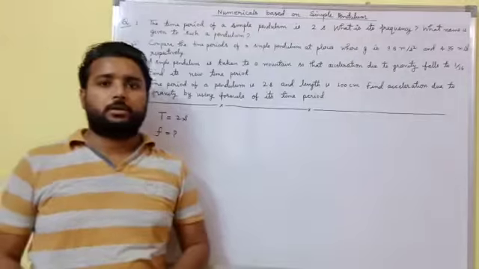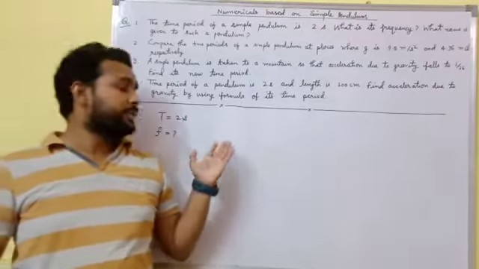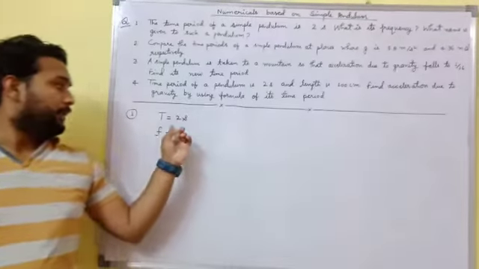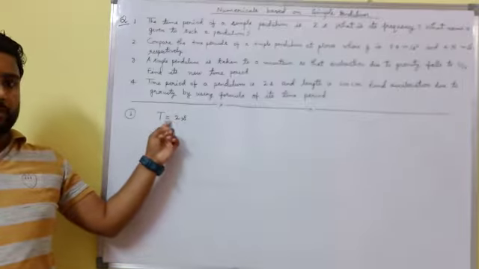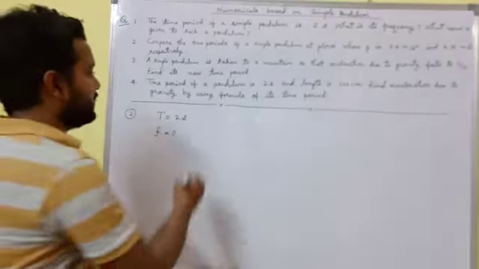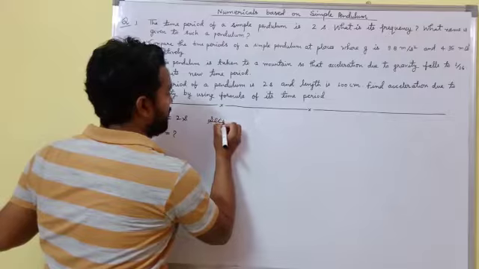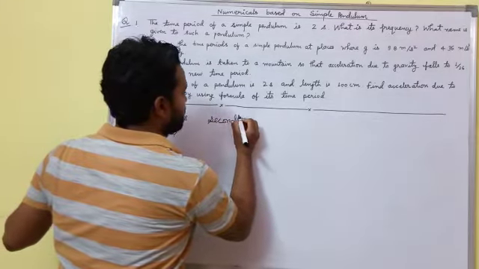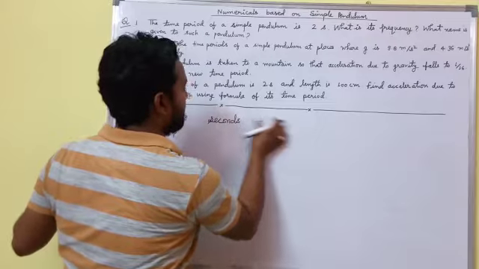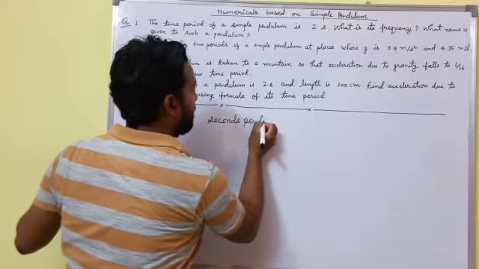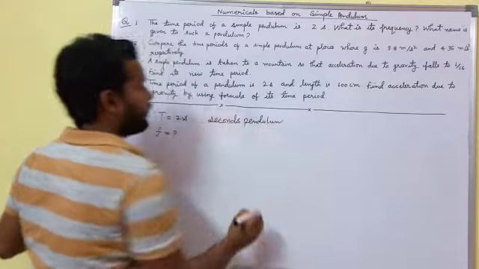Students, I have already discussed the second pendulum. A pendulum which has time period 2 seconds, it means this pendulum is said to be a second pendulum.